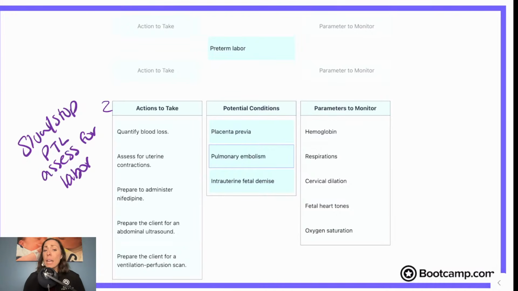So this would happen in an abruption. It would happen in a hemorrhage. We'd be watching that, right? But is getting the quantified blood loss helpful here? She's only had a little bit of spotting, right? So it's not super concerning.